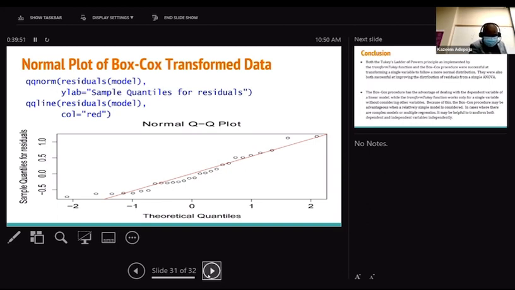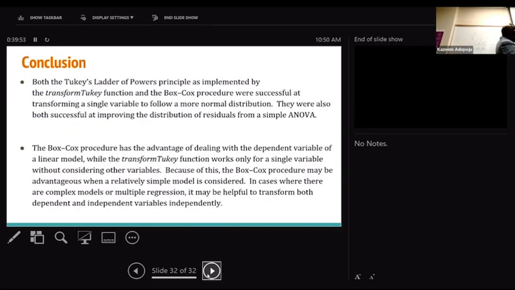Now I'm going to go into the conclusion. So what did I say? Both the Tukey ladder of power principle, as implemented by the transformTukey function, and the Box-Cox procedure were successful at transforming a single variable to follow a more normal distribution. You can see from what I've demonstrated to you. I first started with the traditional way of transforming data. That doesn't work. I started with the square root, with the log, and so on like that. But you know what?